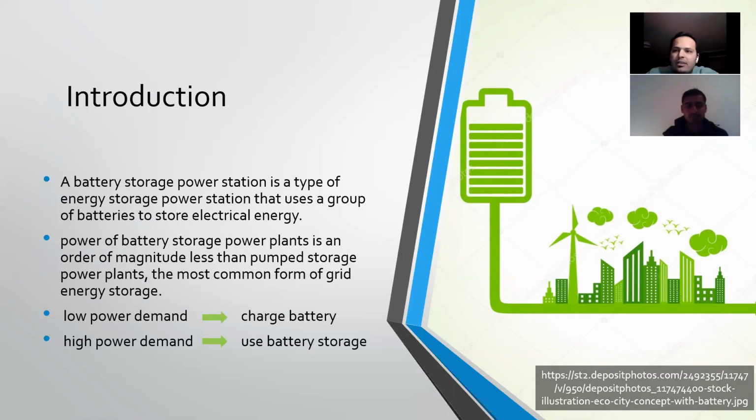It works on a very simple formula. When the demand is low, the battery will charge during that time. But when the demand is high on the grid, the battery supplies power to the grid load.